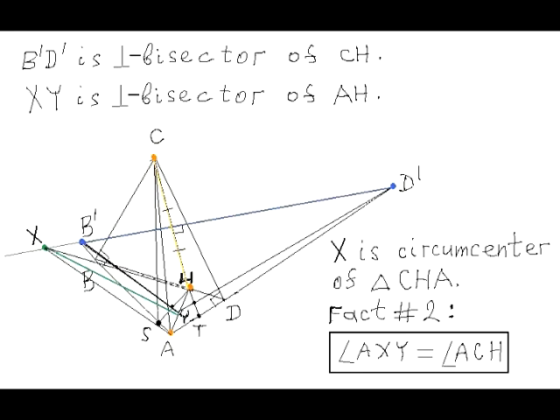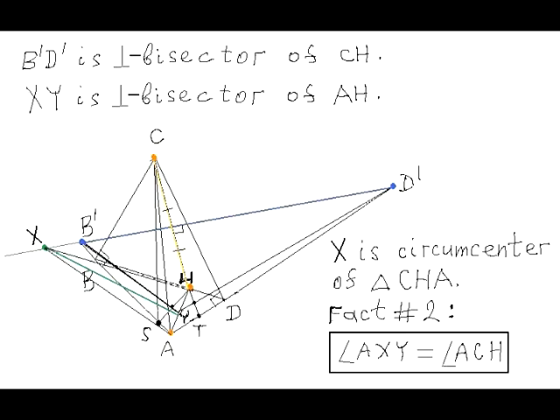And now if we denote by letter Y the midpoint of segment AH, then XY is the perpendicular bisector of side AH. And from that we can conclude that point X is the circumcenter of triangle CHA. From this we can deduce fact number 2.